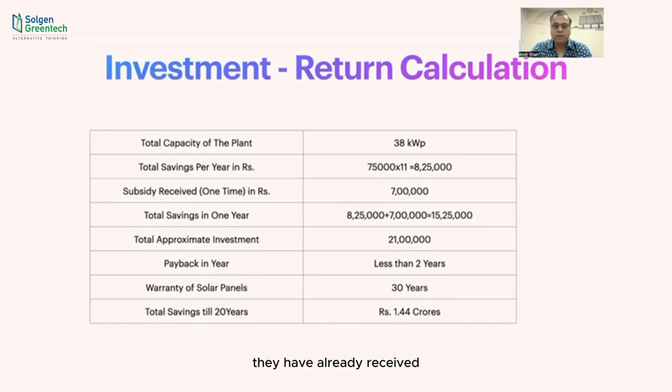The subsidy they have already received is 6,91,000. I've considered a round figure, which is 7 lakhs. Total savings in a year, 8,25,000 plus 7 lakhs, will give you 15,25,000. So in the first year itself, the society has saved 15,25,000.